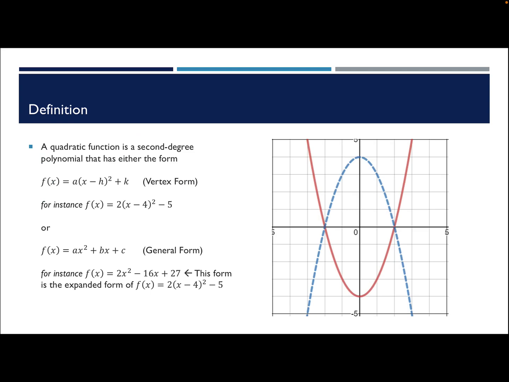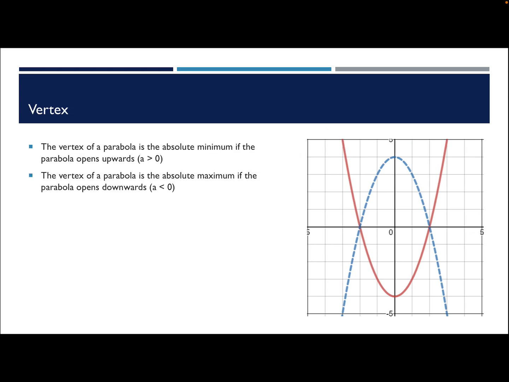If a is greater than 0, the parabola is going to open up, as we have in the red graph. So we'll just make a note here, a is greater than 0. And for the blue graph, this is going to be a parabola that opens downward, and a is less than 0. The vertex is either the minimum or the maximum. We'll learn more about that.